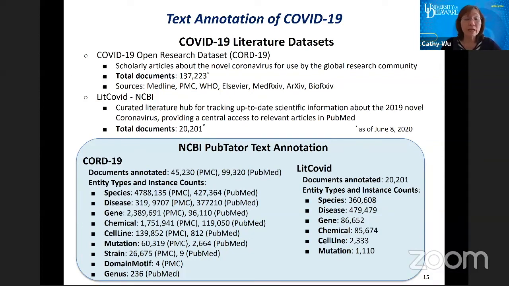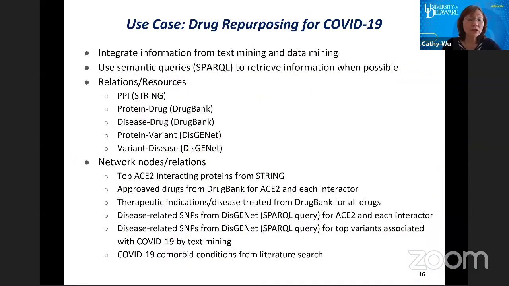With the availability of this massive literature information, we also see text annotation efforts on COVID-19. For example, the NCBI PubTator text annotation has covered hundreds of thousands of papers and millions of entities covering species, disease, gene, chemical, cell line, mutation, and so forth. With the information that can be integrated from text mining, data mining, and using SPARQL queries, we try to build a knowledge network for a drug repurposing use case for COVID-19.